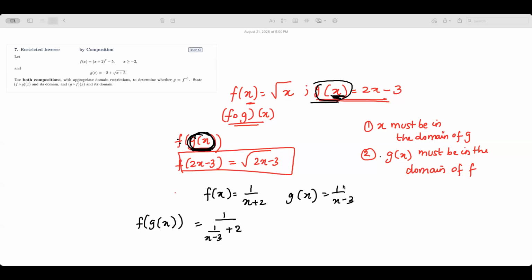No, I understand. But is that the answer? You don't simplify it or anything? You need to simplify that. Okay, so once you simplify it, that's the answer? Yeah, once you simplify, that's the answer.